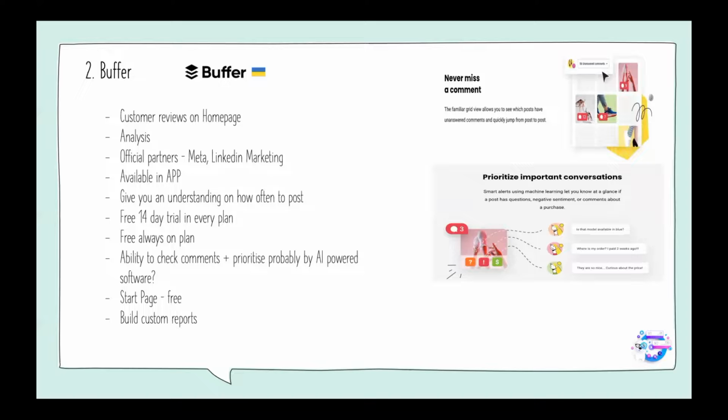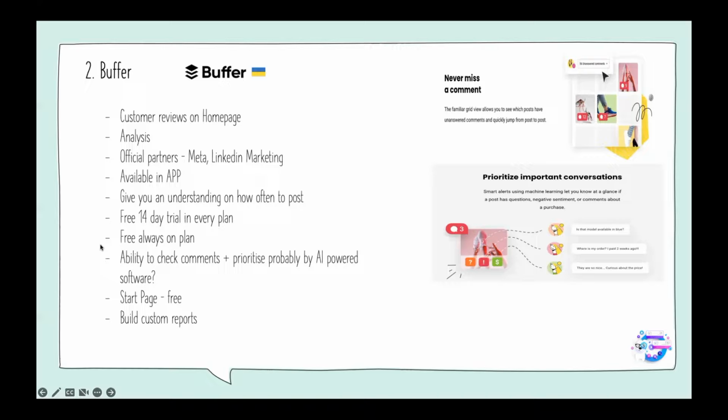The second one that is super useful, and I personally love this, is Buffer. Why? Because it has a lot of amazing things to offer. The first thing is you have a lot of legit customer reviews on the homepage. You have analysis, which Hellowoofy does not have, also available in the app. They have official partnerships with Meta and LinkedIn marketing, which means easy feasibility, accountability, and API tracking. It also gives you an understanding of how often to post. Their tracking and analysis help you understand how often you should be posting.